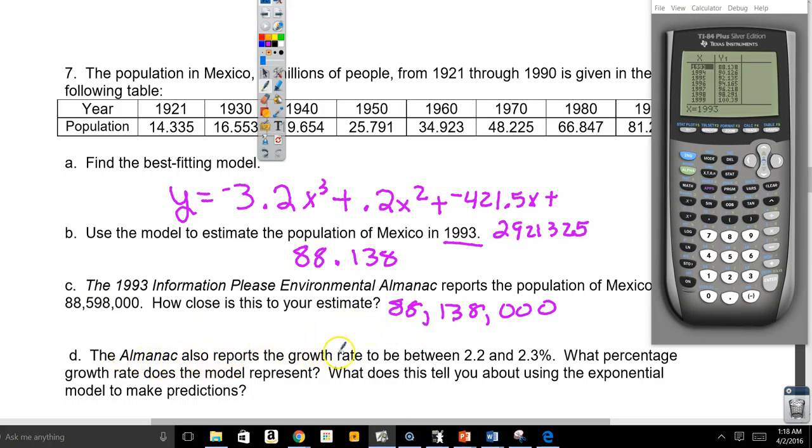The almanac also reports the growth rate to be between 2.2 and 2.3%. What percentage growth rate does the model represent? What does this tell you about using the exponential model to make predictions? So let's use an exponential model and see what happens. Let's clear that out and do stat calc. This one.